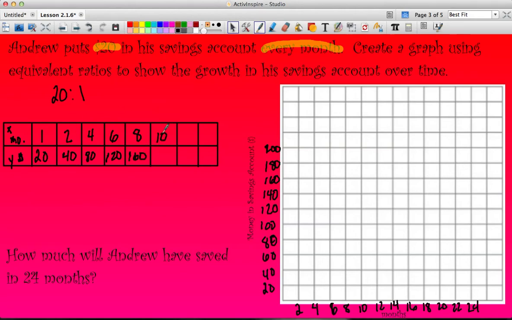times 10, times 10, times 12, times 12. Okay, and then times 14, times 14. And how I do this easily in my head is 14 times 2 is 28, and then I add that extra 0 from the 20 at the end.